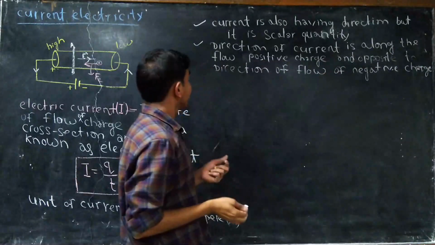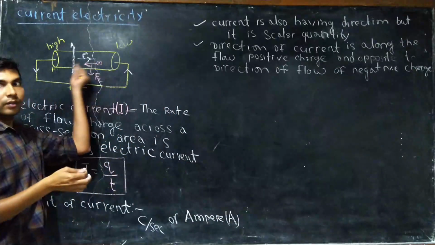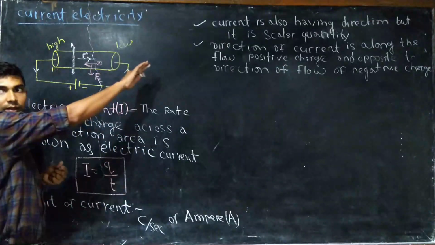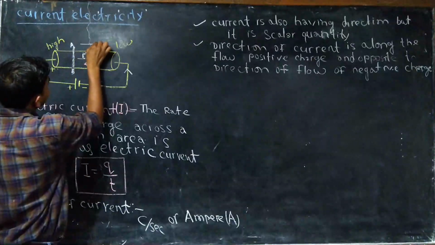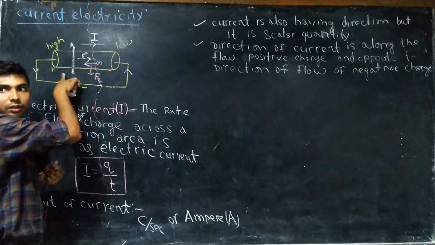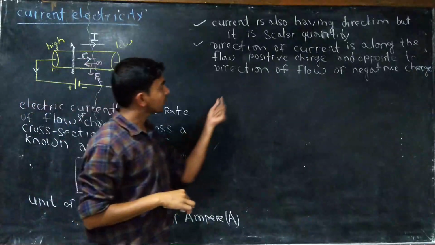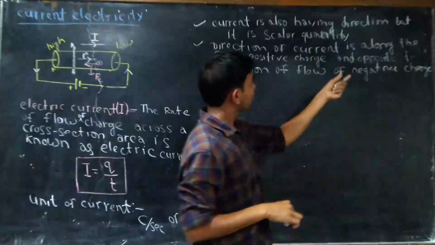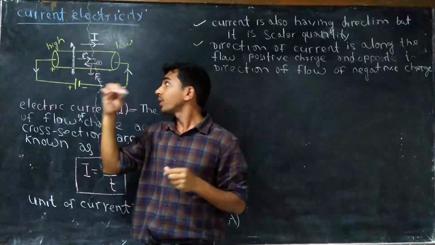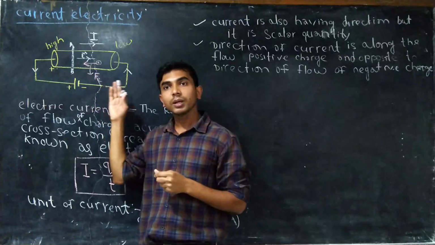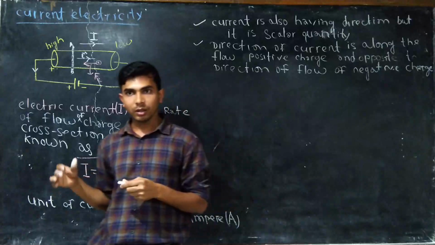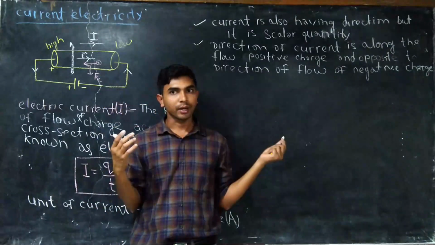Suppose an electron is moving in this direction. Electron has negative charge, so the direction of current will be in the opposite direction. So for this conductor, this is the direction of current, because the electron is moving in this direction and the direction of current is opposite to the direction of flow of negative charge. And if the charge is positive, the direction of current will be along the direction of positive charge. So now you are able to understand the direction of current, right?